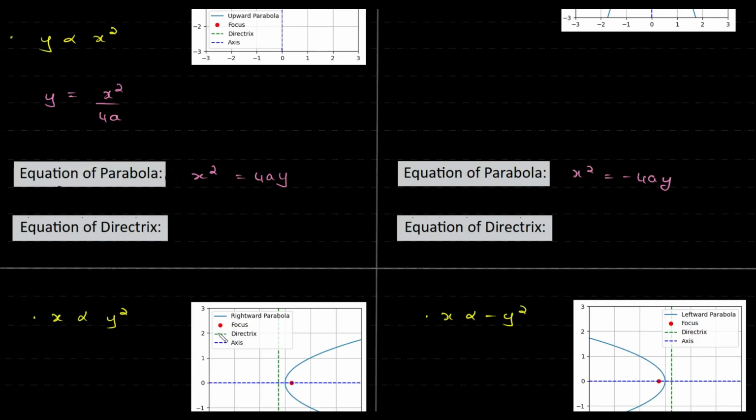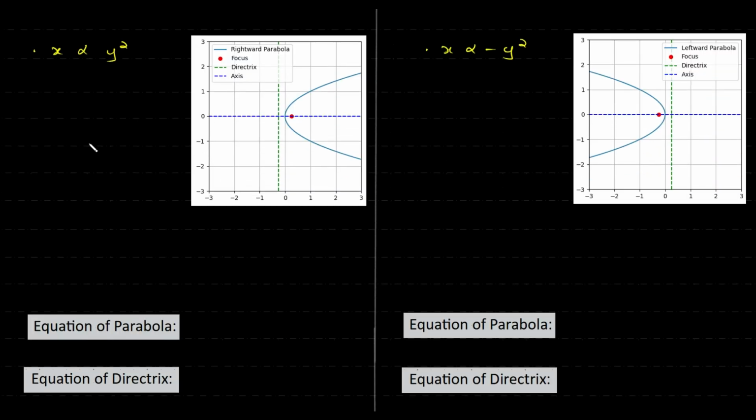So it becomes simple when we understand or recall the 10th grade syllabus. Here it is x is equal to y square by 4a. So here the equation turns out to be y square is equal to 4ax. This is the one which we derived. And here it will be x is equal to minus y square by 4a. And so we have y square is equal to minus 4ax.